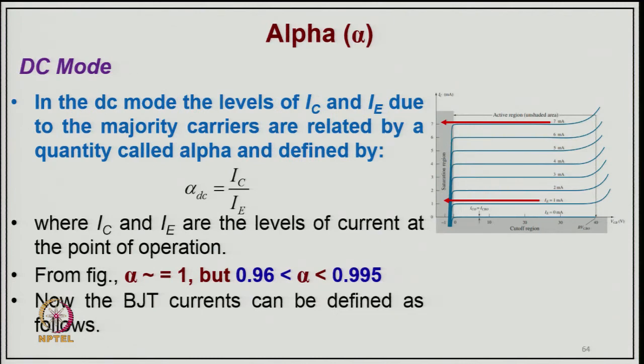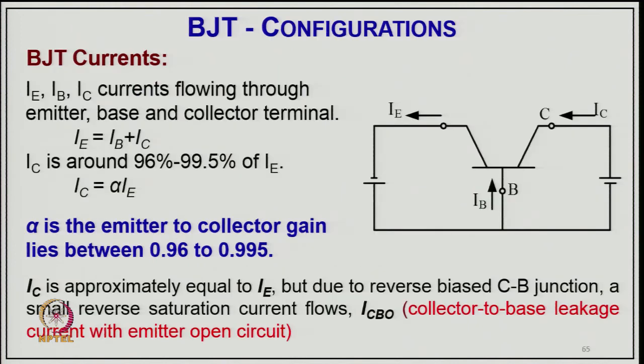Now, defining a gain, we call it alpha. In DC mode, from this output characteristic, the levels of IC and IE due to the majority carriers are related by a quantity called alpha, defined as alpha equal to IC upon IE, where IC and IE are the levels of current at the point of operation. From this, alpha is around 1, but practically alpha is 0.96 to 0.995.